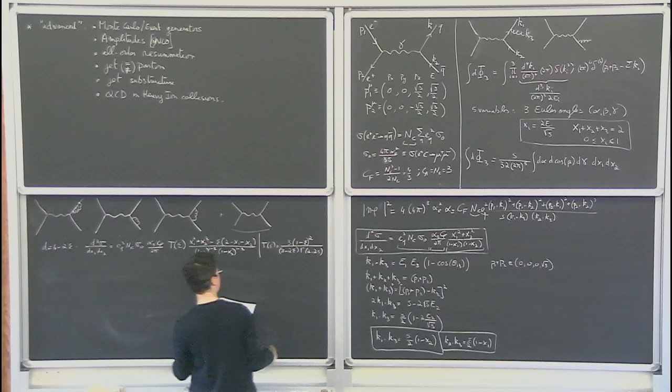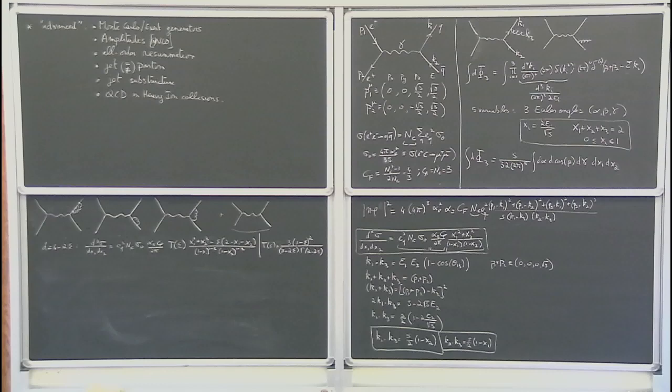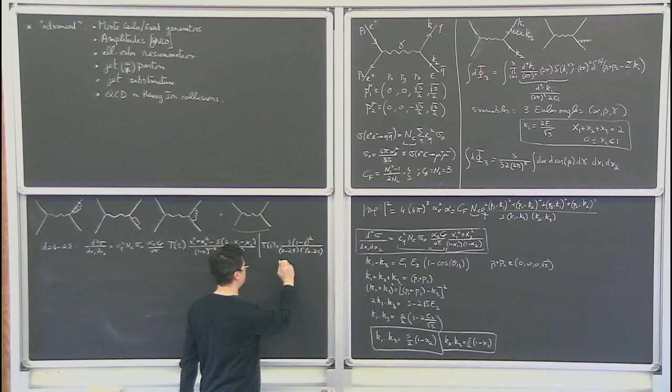So that's what you get for the real part, and for the virtual piece, I suspect I have it here. The reason I want to show you this is that t of epsilon is essentially a constant. If you take epsilon very small, you can neglect this, and the gamma function just gives you one in this case.